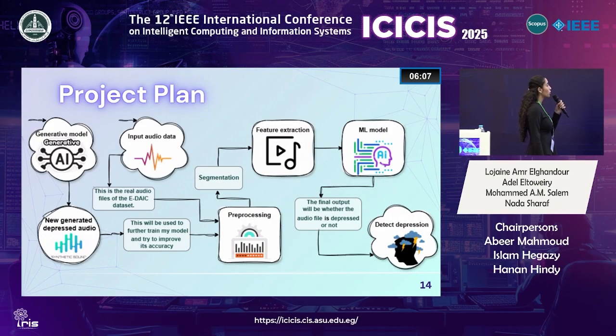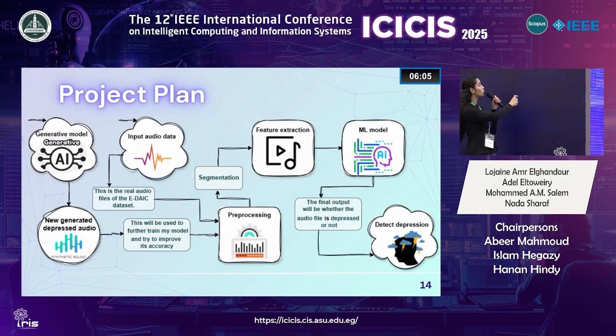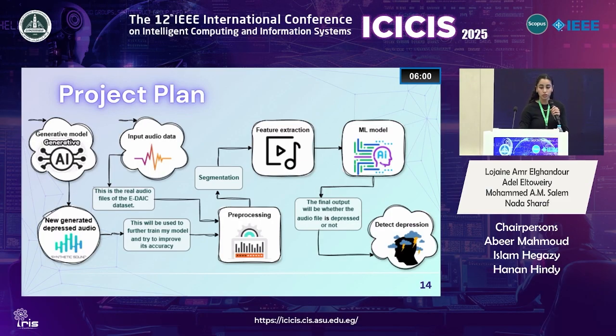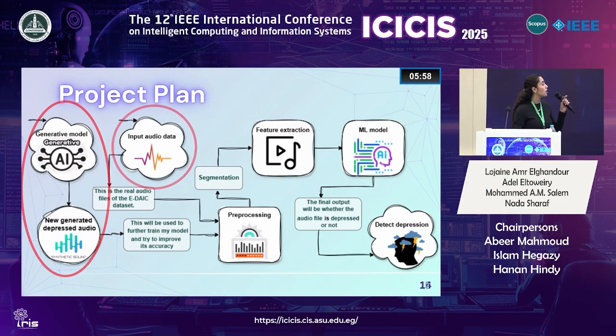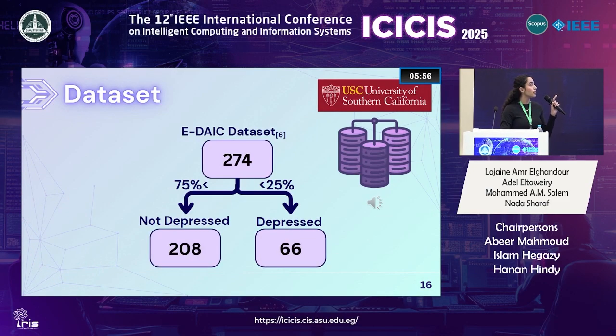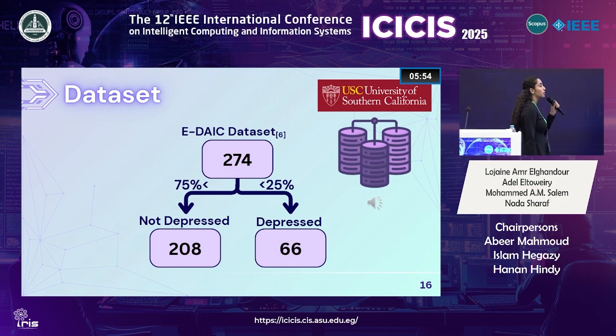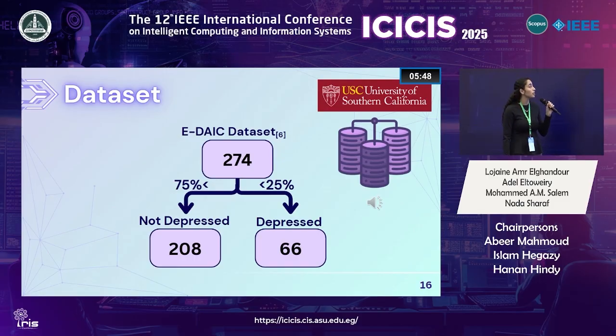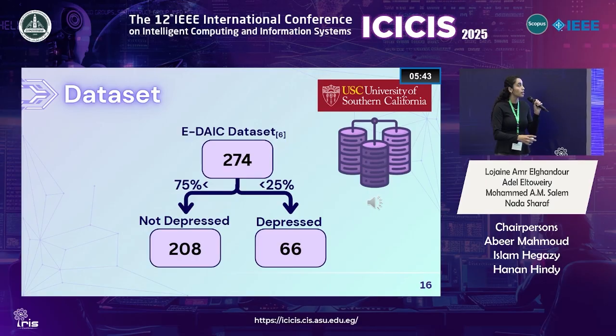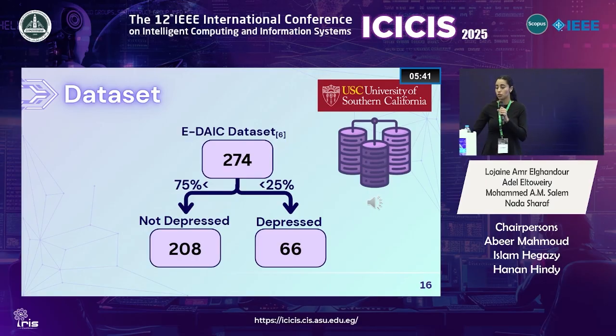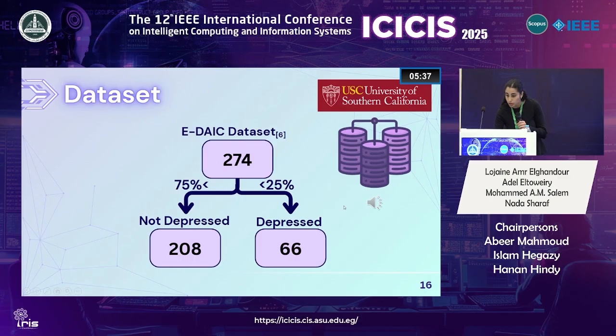Moving on to my overall project plan, as you can see, I have two main inputs. The first one, which is the generated synthetic speech, and the second one, which is my main input audio data. So I requested this data set from University of Southern California. It's called the eDAG dataset because it's the extended version of the DICOS dataset that was used by previous papers. And as you can see, there's a huge data imbalance, which is not good to train my model. And also let me play a speech sample to see how the real audio sounds like.